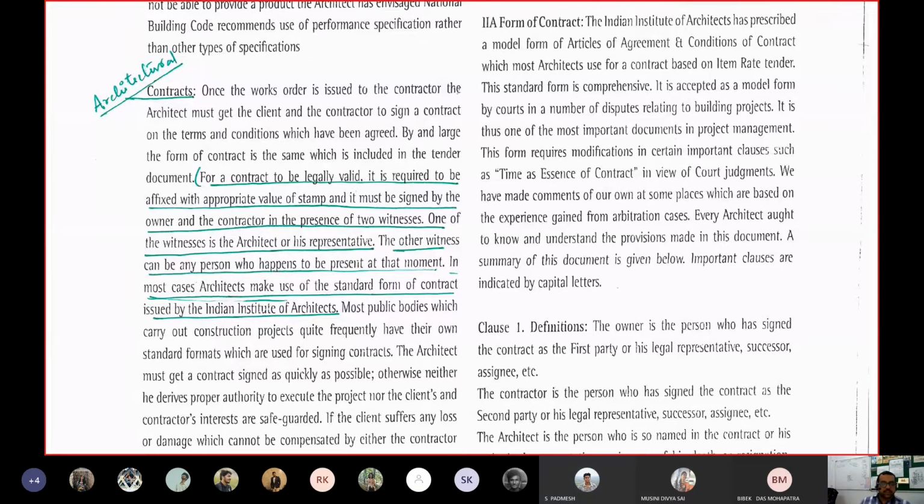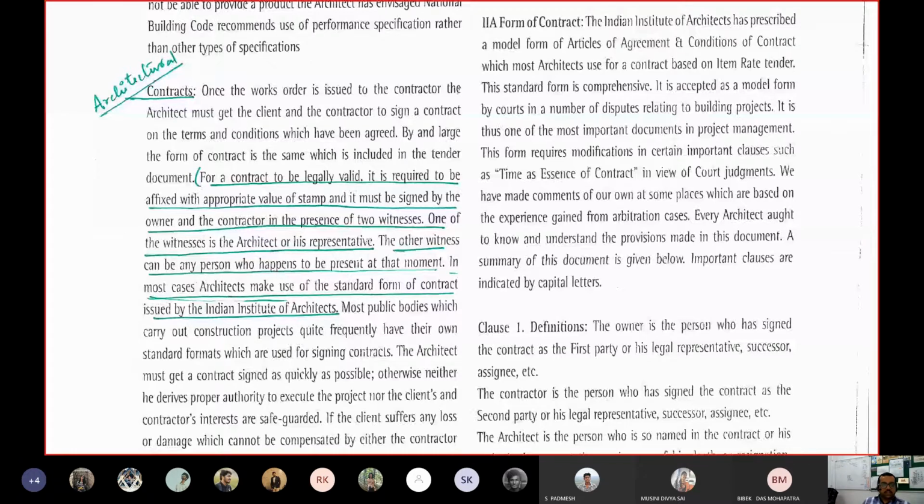So here the other witness can be a person who happens to be present at that moment. In most cases, architects make use of the standard form of contract issued by the Indian Institute of Architects. Most of the cases. So we will discuss that one rather than discussing any business contract.